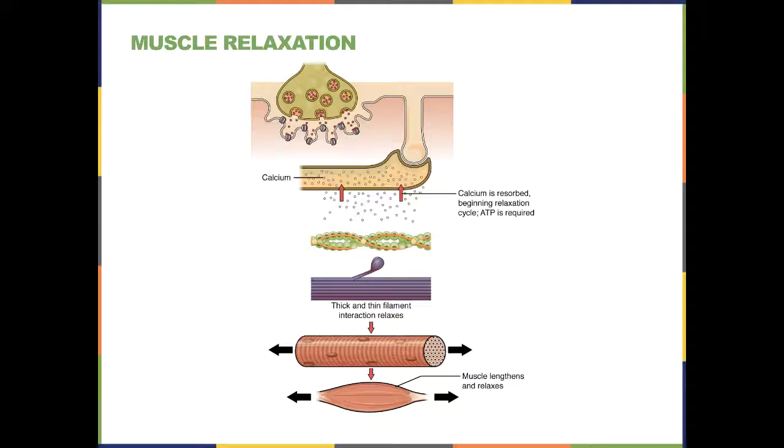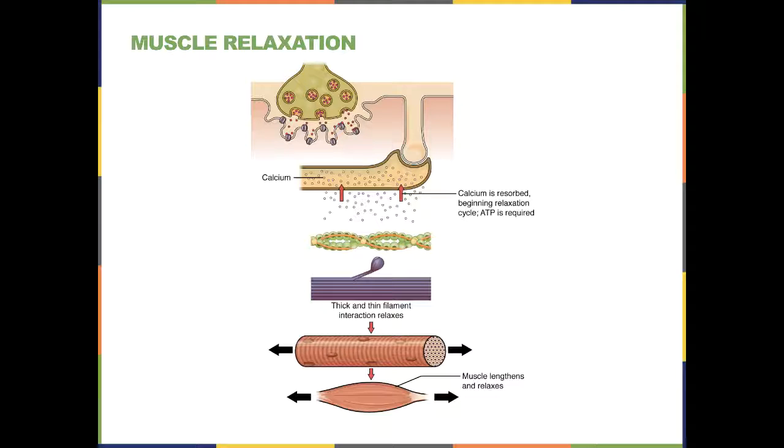Now, muscle relaxation is actually a very simple process. You notice above, at the top, remember when acetylcholine is broken down by acetylcholinesterase, then sodium stops coming into the cell. In response to that, the calcium that was outside the cell that was activating the thick and thin filaments is reabsorbed into the sarcolemma or sarcoplasmic reticulum.